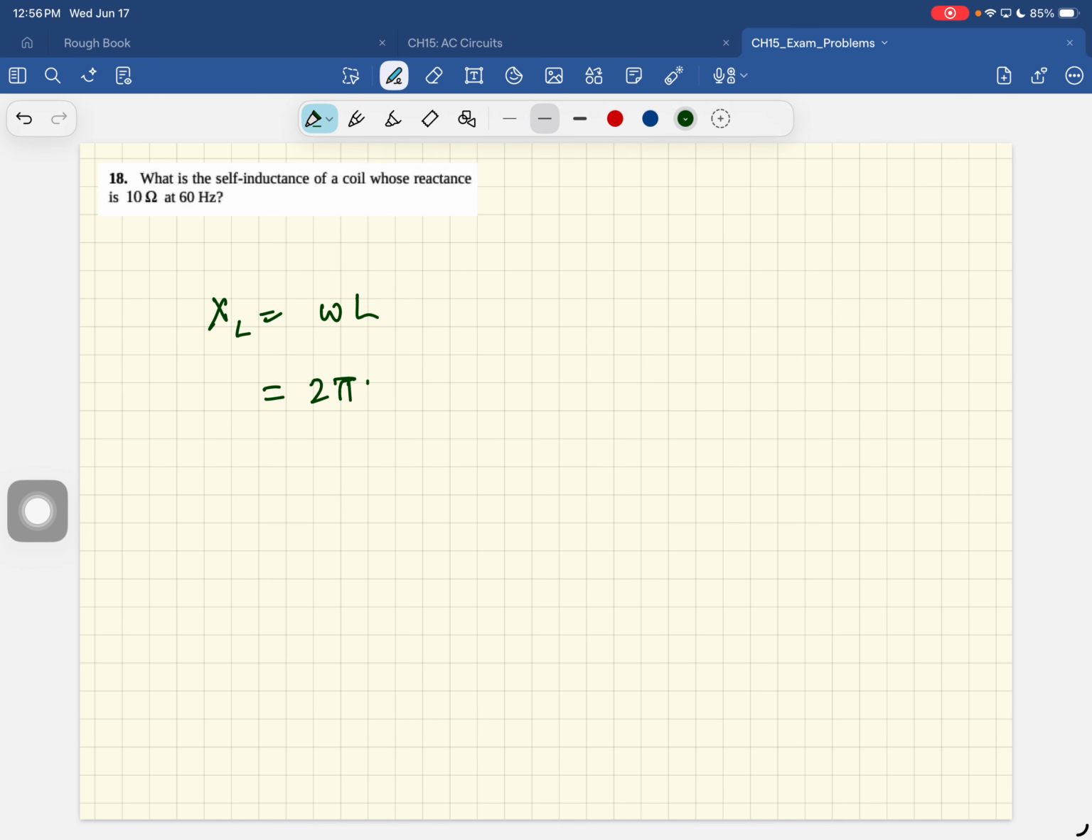So here's an RLC series circuit. The voltage amplitude and the frequency of the source are 100 volts and 500 hertz respectively.